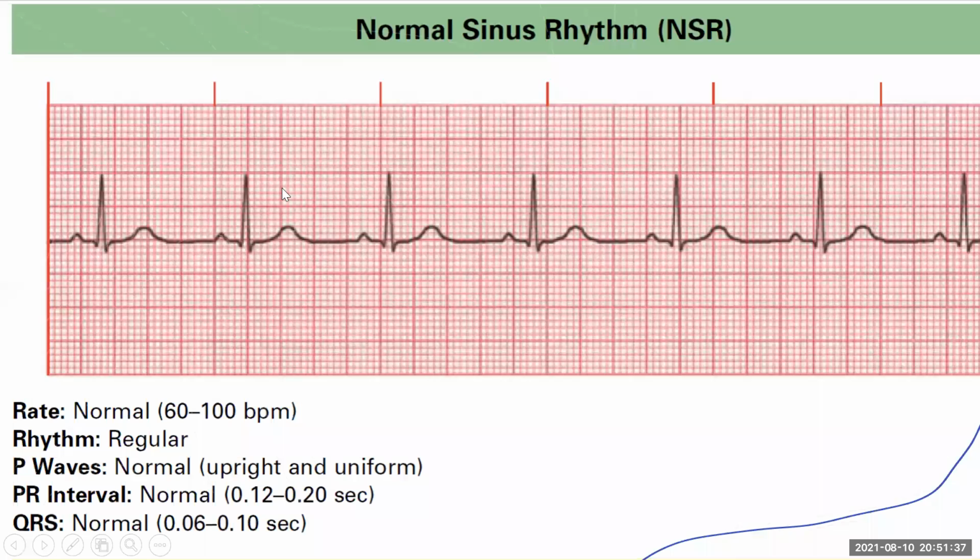And if we just calculate the heart rate here, how many boxes are there? 1, 2, 3, 4 big boxes are there. So I will divide 300 by 4, and whatever the result is, if it's in between 60 to 100, I will say it's a normal heart rate.